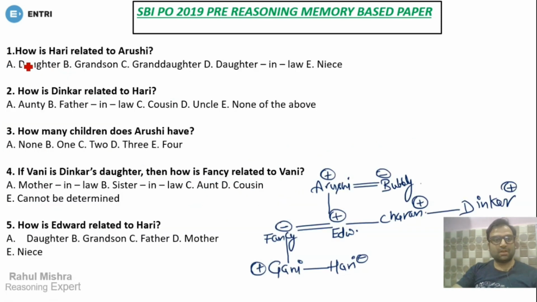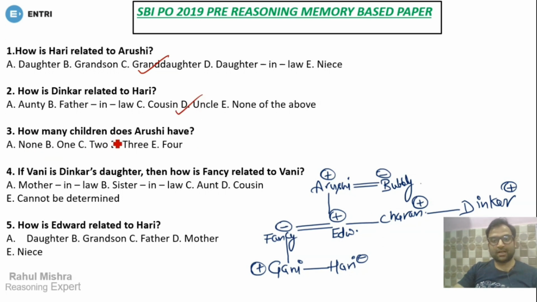Okay, so question number 1, how is Hari related to Arushi? Hari is over here and Arushi is over here, so we can say that Hari is granddaughter of Arushi. So the correct answer is option number C. Now question number 2, how is Dinkar related to Hari? So Dinkar is uncle of Hari. So correct answer should be uncle, option number D.